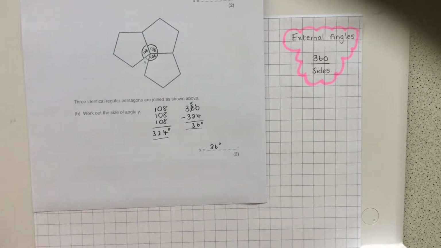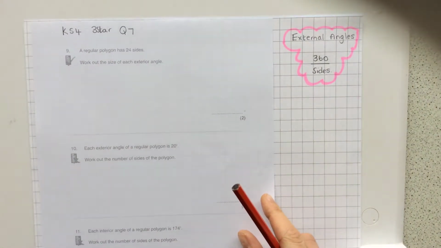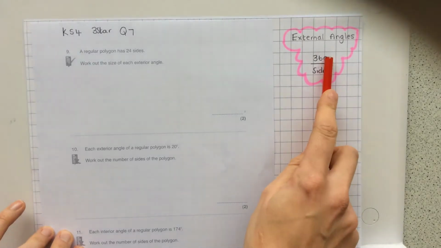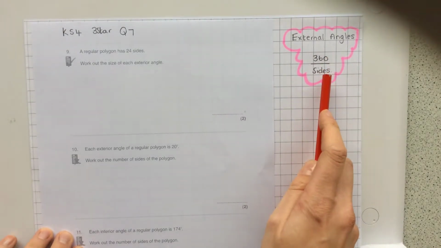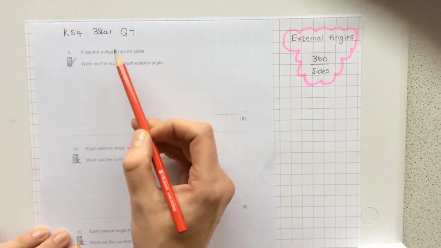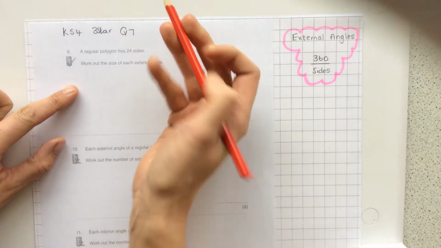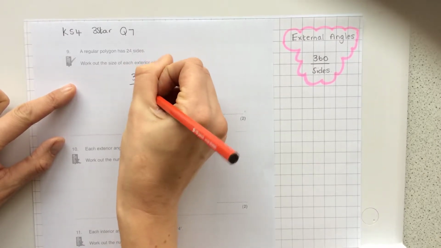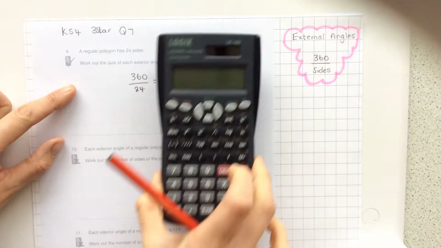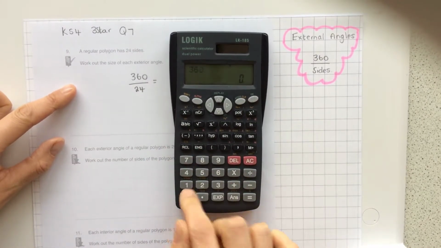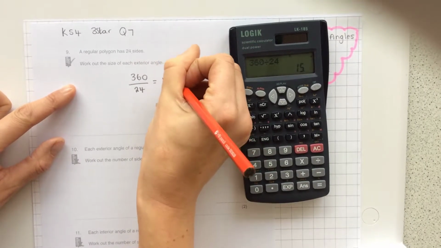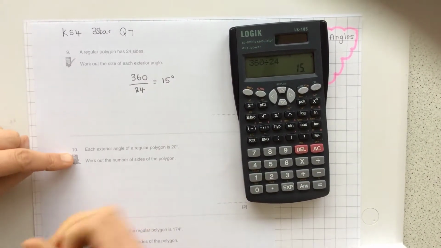Going on and looking at our next type of question, we're looking at exterior angles. We already know there's 360 degrees divided by the number of sides. So if we've got a polygon with 24 sides, it means we've got 360 divided by 24. Use a calculator for this one. So 360 divided by 24 gives us 15. So 15 degrees in each of the corners.